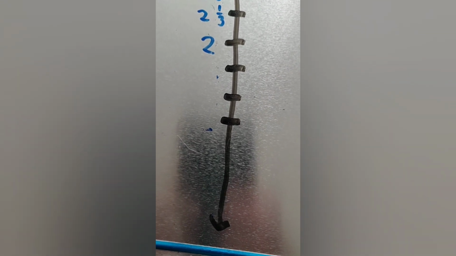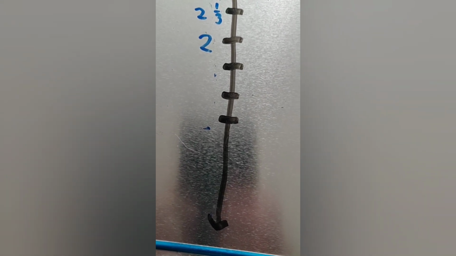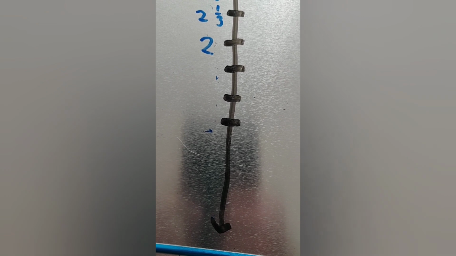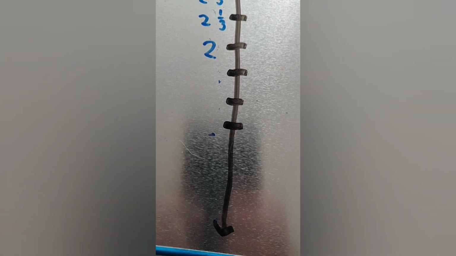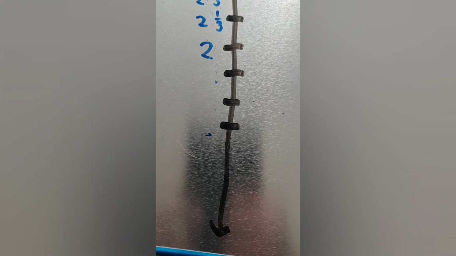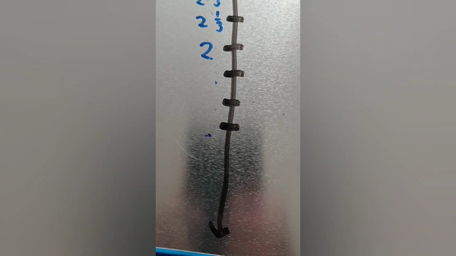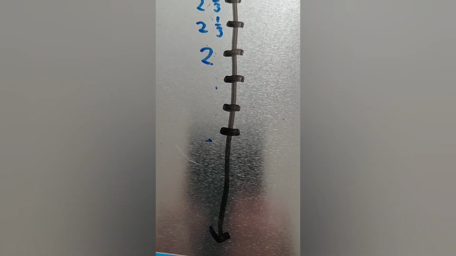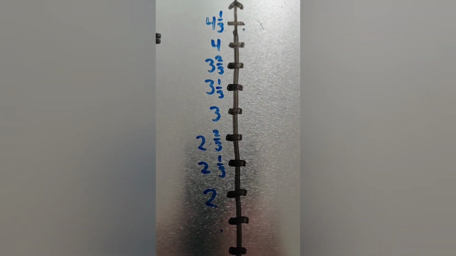And then I left the rest of the number line below that blank. I can start filling it in if I want, right? Under 2, I could put 1 2/3, 1 1/3, 1, and I could even go all the way down to 0 if I wanted. But I'm not going to do that unless I need it. I'm going to use the part that I need.